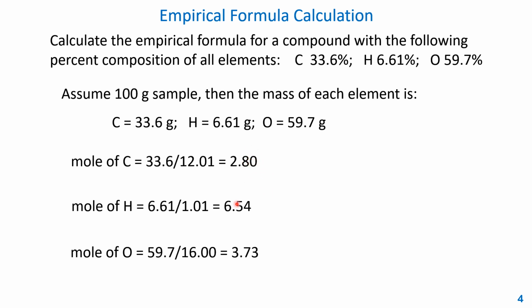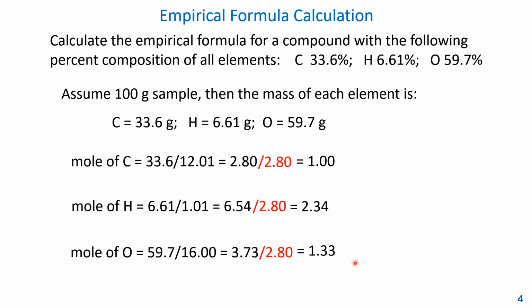2.8 is less than the other 2 numbers, so we have to use this 2.8 to divide all 3 numbers. Okay? All divide by 2.8. Then we have 1, this is 2.34, and this will give you 1.33. And this basically is the subscript of the 3 elements in the empirical formula.